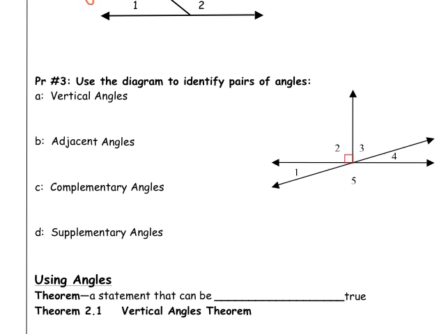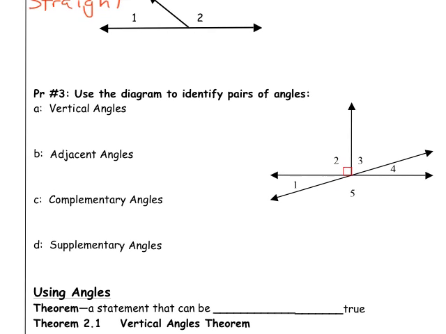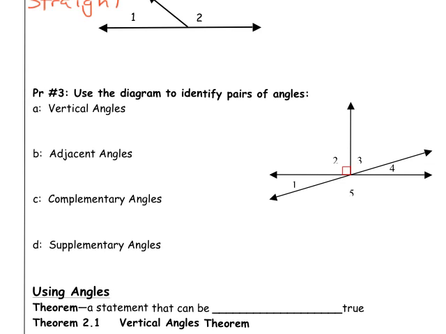Alright, so here's some practice problems for you. I want you guys to see if you can do all these. We got vertical angles, adjacent angles, complementary angles, and supplementary angles, and I want you to use the diagram to identify pairs of these angles. See if you can find some in there. I'd say go ahead and pause the video and then unpause it when you're ready to check your answer. Go ahead and do that now.